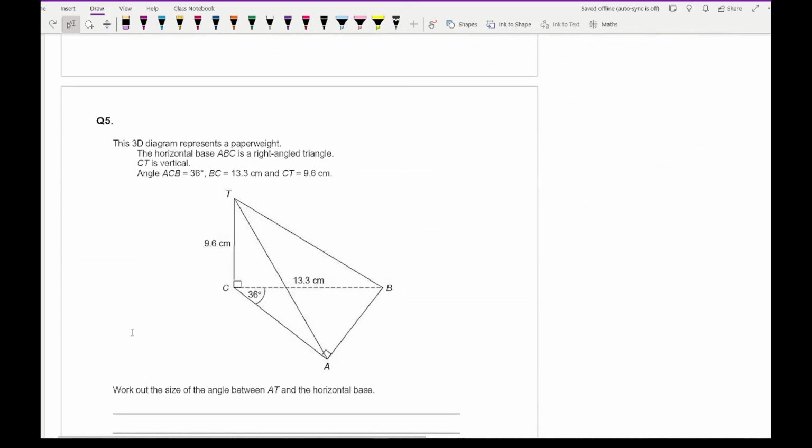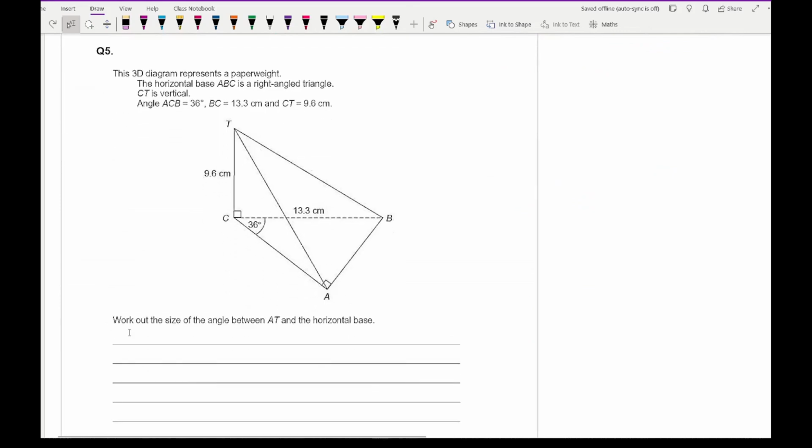Then moving on to question 5, it says that this 3D diagram represents a paperweight. The horizontal base ABC is a right angle triangle, CT is vertical, angle ACB is 36 degrees, BC is 13.3 and CT is 9.6. Work out the size of the angle between AT and the horizontal base. So the angle that they are wanting me to work out is this angle here. Let's just call that angle A.